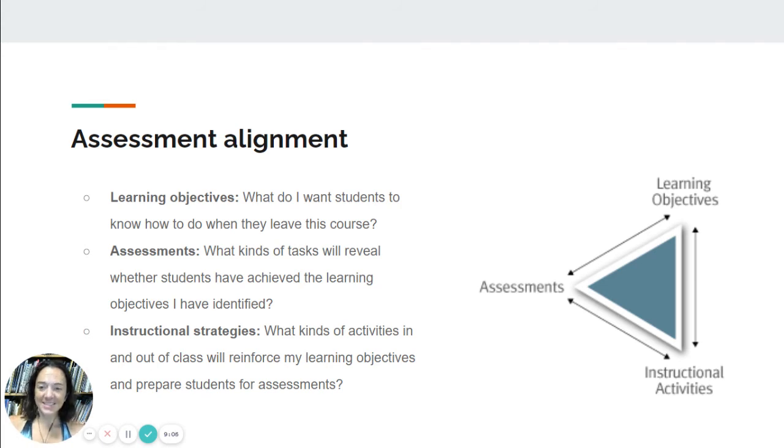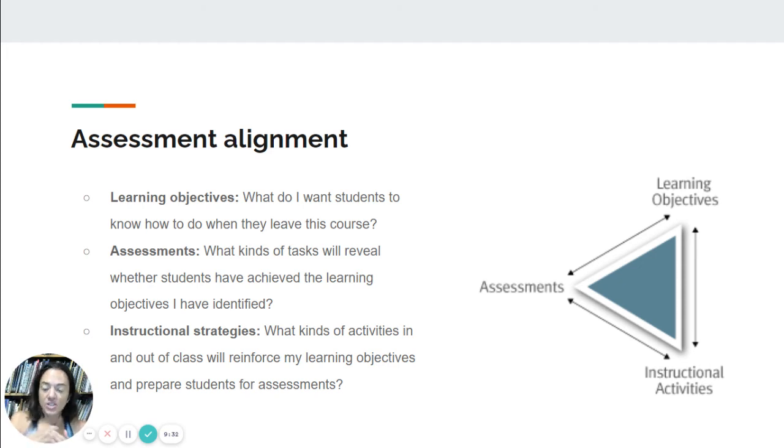And then alignment. So as with all things, we really want everything to be going in the same direction. So when we're doing something in class, we want it to be aimed at our learning objectives. So what do I want students to know how to do when they leave this course? What skills, what do I want to equip them with? Assessments, these are going to be what kind of tasks will reveal whether we are getting there. And so that's really that alignment thinking.